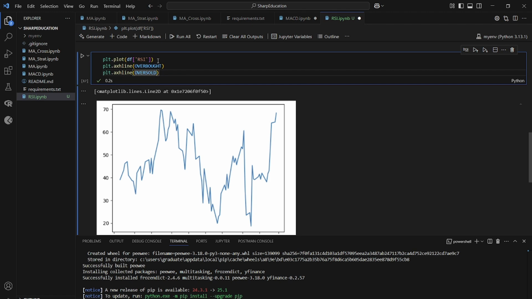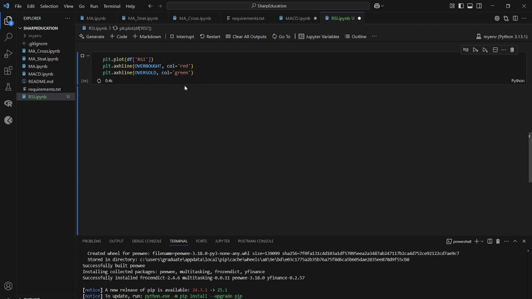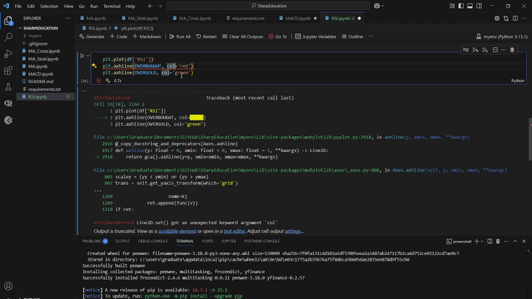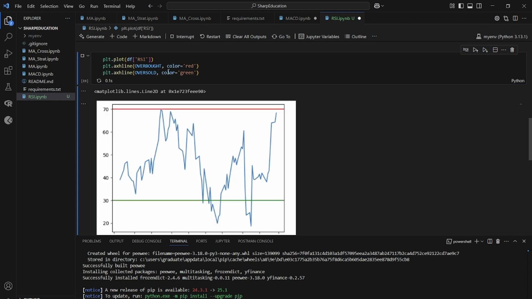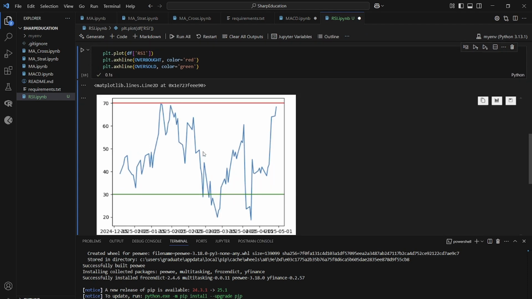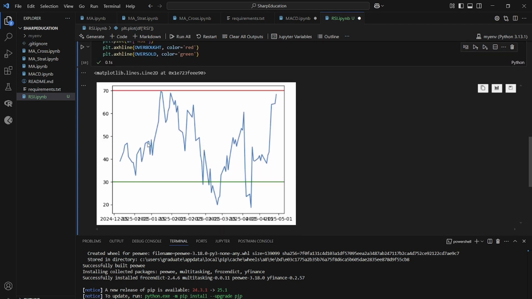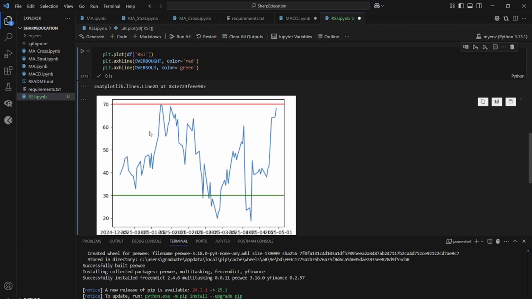And we're going to do color equals red for call. We'll do green for oversold. And here call equals red. I think that works. Do I need to do color? Color. Yeah. Awesome. So now we have a pretty good chart.